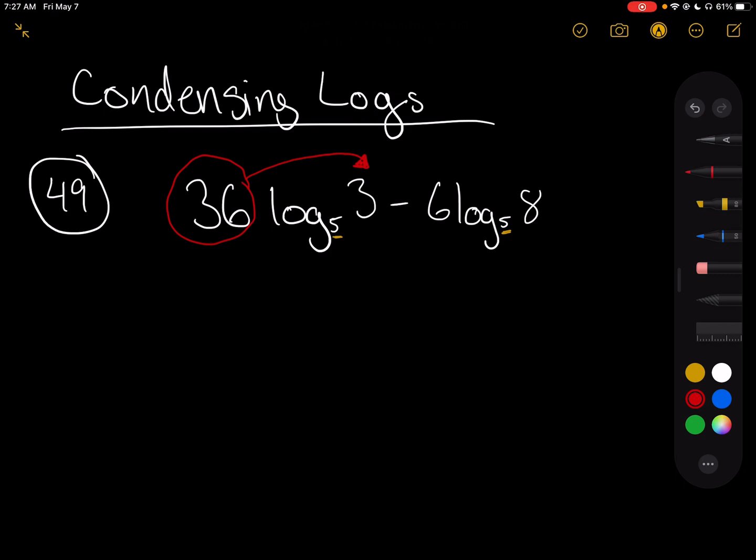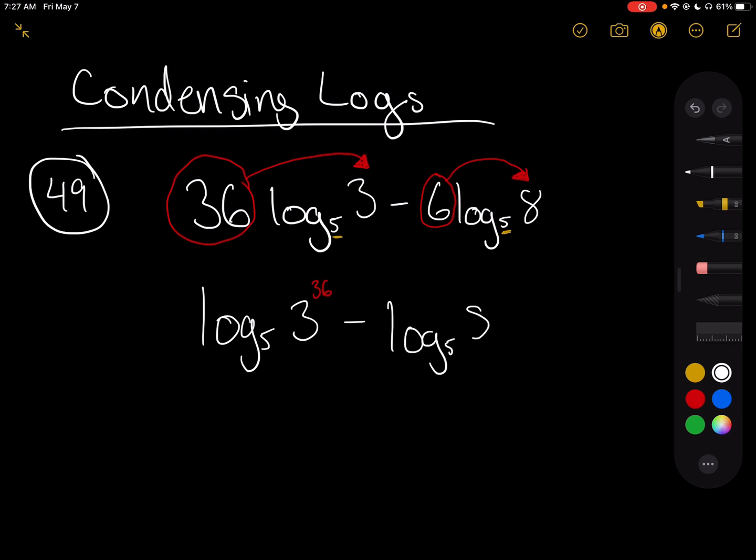And so we can also bring in this 6 right here as an exponent, right? So the 36 and the 6 are coming in as exponents. And so what that looks like is these are still two separate logs at this point. So log base 5 of 3, but now that 3 is being raised to the 36th power. Okay, so we're just undoing the power rule, basically going the other direction. And the same happens for the other log base 5 of 8, and the 6 comes up as an exponent.